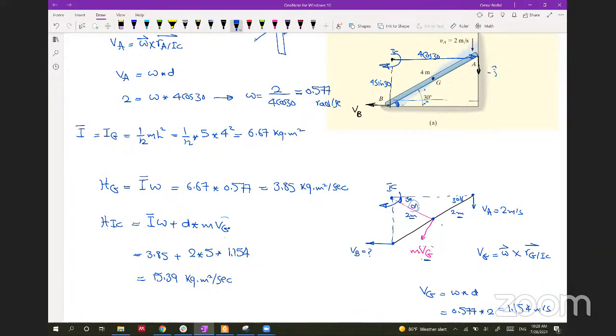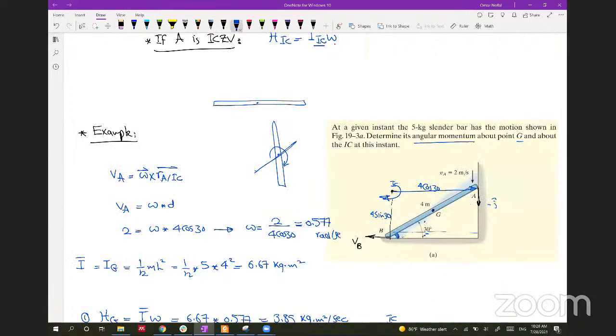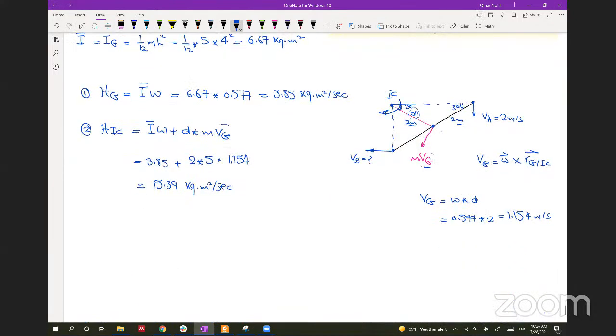So this is number 1, and this is number 2, and these are the 2 things that are needed about point G and about the instantaneous center of zero velocity. So does anybody have any question on this concept? All right, so let's move forward with the principle of impulse and momentum.